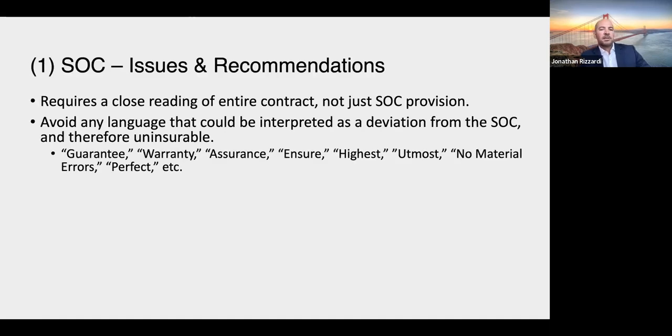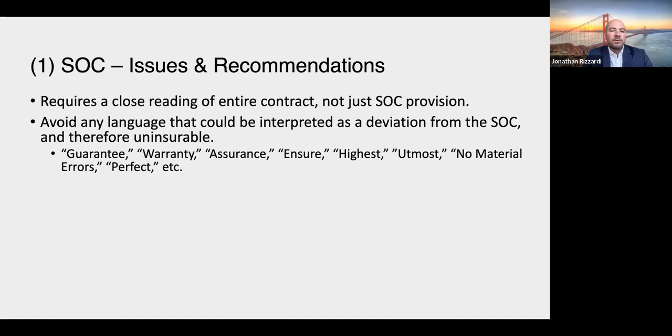So what are the issues and recommendations with the standard of care? And these first two go together. When you're looking at standard of care, the most common issue I see is not that the provision itself is problematic. Most of the time, even in a contract that's provided by the owner, the standard of care provision is okay. It's default B101 language or something very similar to that, and that's fine. Of course, that's got to be examined. If there's an issue there, I would say that's a big red flag.